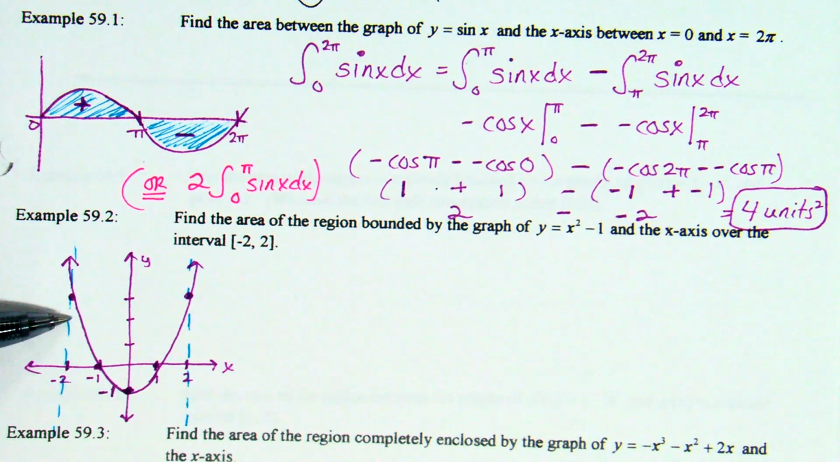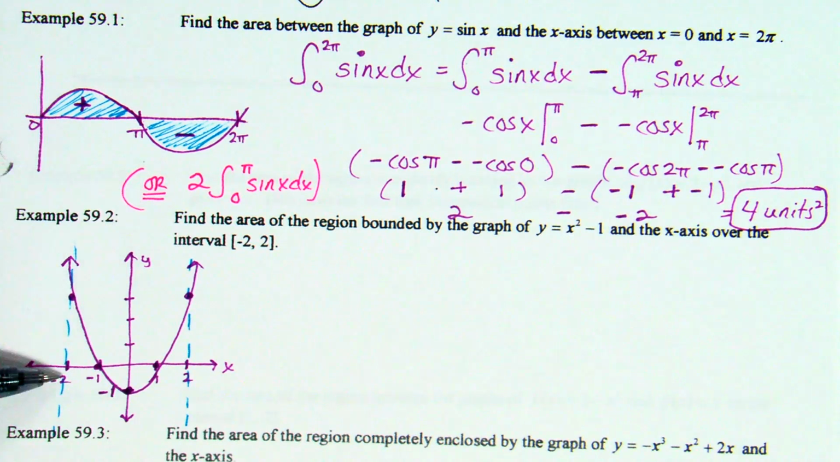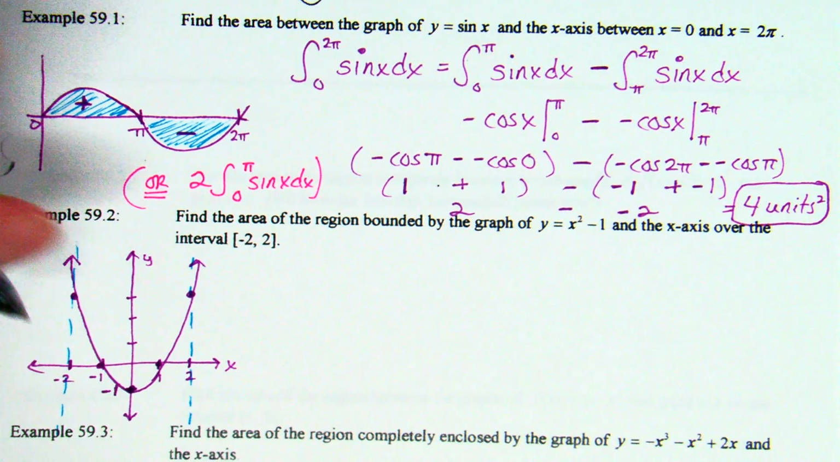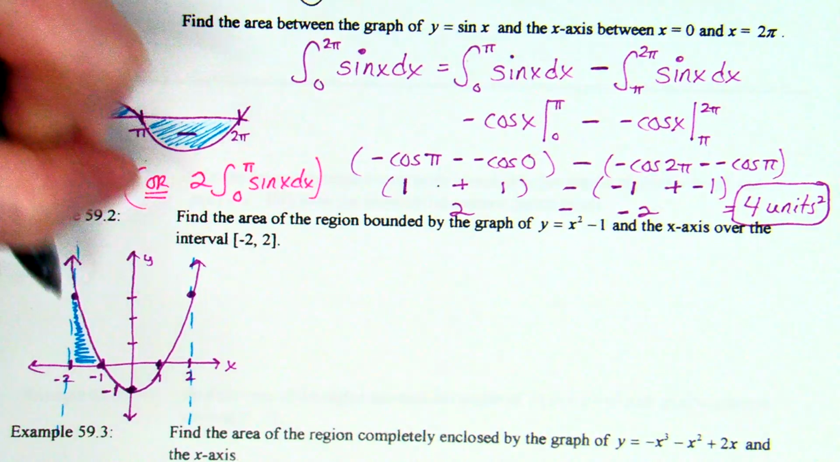And that's where this one's a little bit more complicated. Like this one up here, between the curve and the x-axis, well, there was this section, there was this section. Here, because we're on that interval from -2 to 2, between the curve and x-axis, well, there is a little portion here.